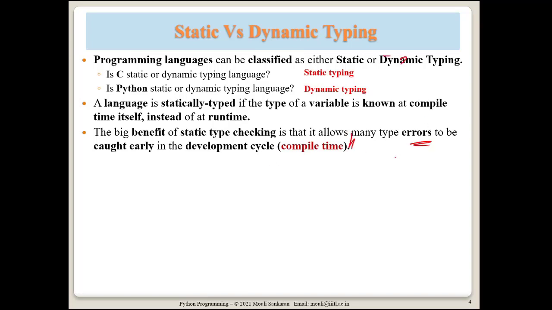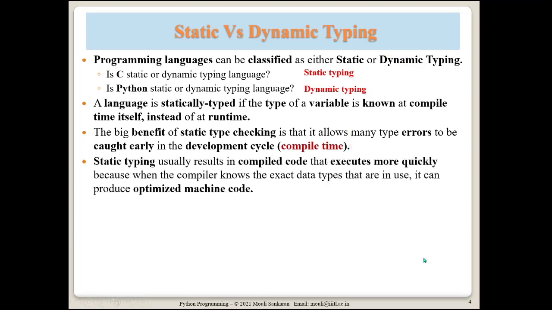That is, during the compilation itself, many of the problems could be solved. Suppose you are bringing a floating point value into an integer, there is going to be a mismatch in the format. So unless you forcibly do something, typecast it, it is going to be raised as an error, and maybe a human mistake could be resolved. So static typing usually results in compiled code that executes more quickly.